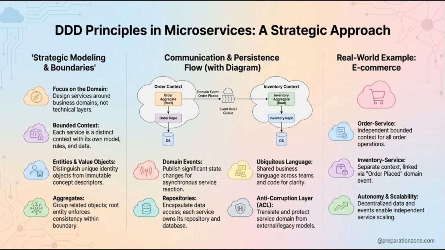Then anti-corruption layers. When we integrate with a legacy system, the ACL acts as a translator. It protects our domain model so external systems don't pollute it.